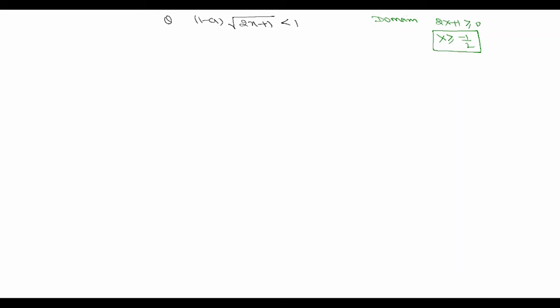Now about this 1 minus a, I need to know the sign of 1 minus a. So I'll take three separate cases. Case 1, when 1 minus a is equal to 0. Case 2, when 1 minus a is less than 0. And then case 3, when 1 minus a is greater than 0.